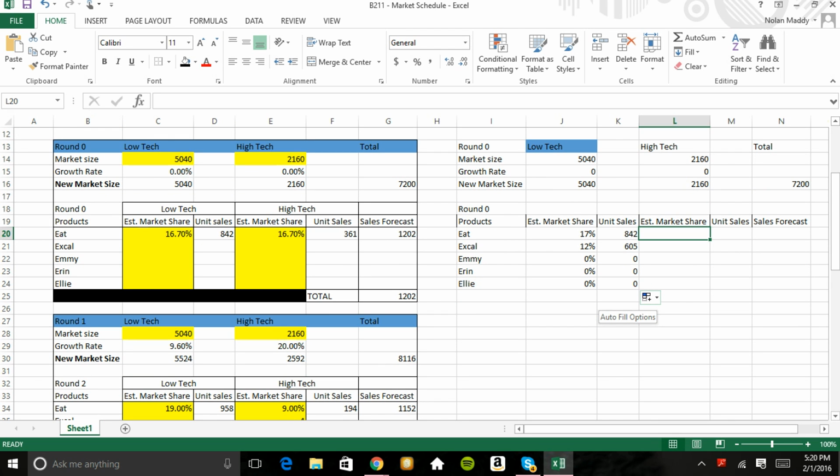Anyway, so same thing with the high tech. You're just going to guess what percentage you're going to get. So let's say we're going to get 20%. Actually put 0.2 and then make it a percent. Then the unit sales is going to be the same thing, equals the new market size, it's the total number, and we're going to get 20% of that. So we're going to multiply by 20%, and that's going to give us 432 units.